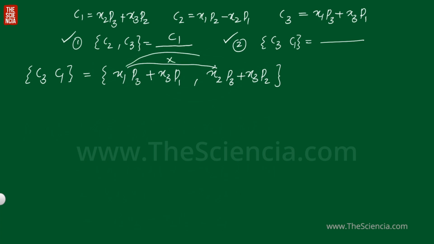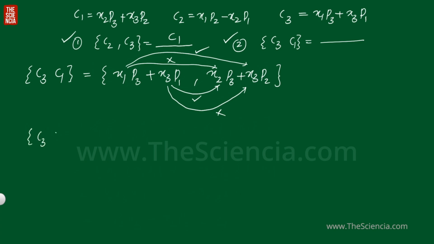Next combination. Here x1 is there and here no P1. Here P3 is there and here there is x3. So this term will contribute. And next combination is this one. So here x3 is there. See, here P3 is there. So this will contribute. And another one is this one. So x3 is there and there is no P3. And here P1 is there and here there is no x1. So this term will not contribute.